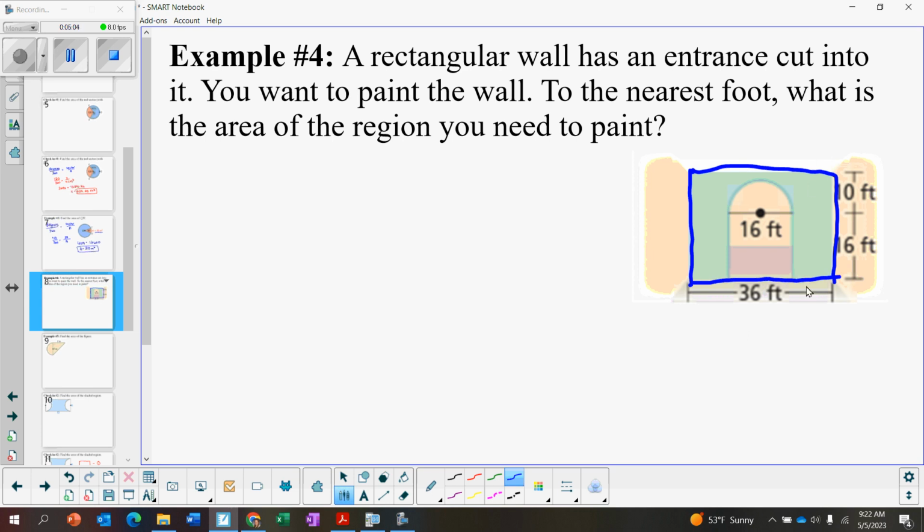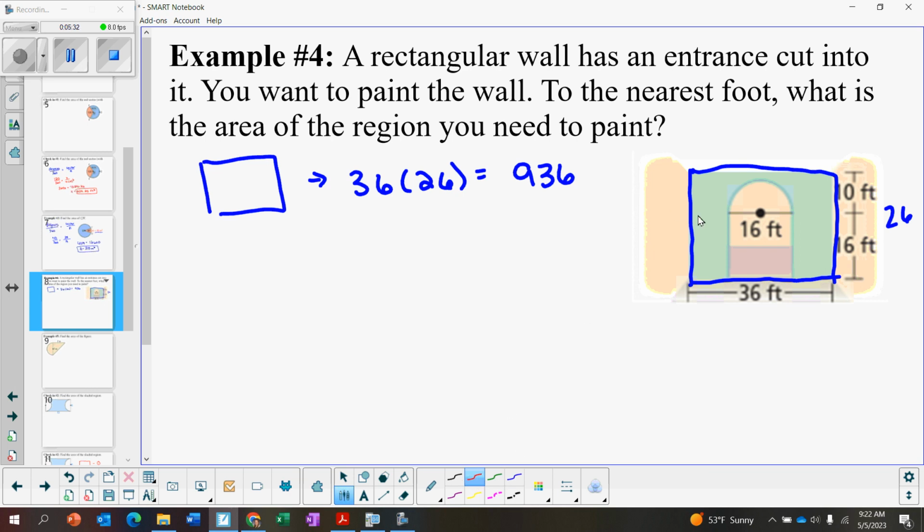I know that this dimension is 36 and this is 10 plus 16 or 26. So my whole rectangle is 36 by 26, and I get 936 for the area of the wall, including where the door would be. But I'm not going to paint the open space that's the door, so I need to take those parts away. So I have two different parts in here that I'm going to take away. First, I have this square that has dimensions of 16 by 16.